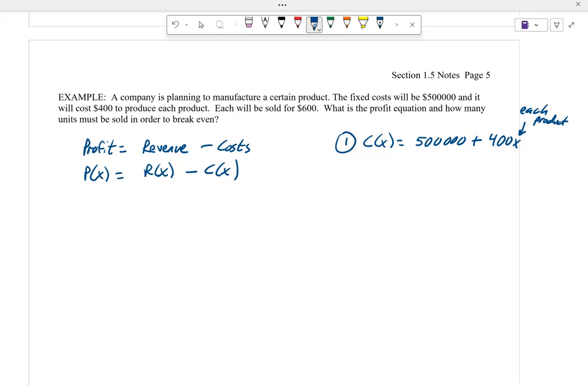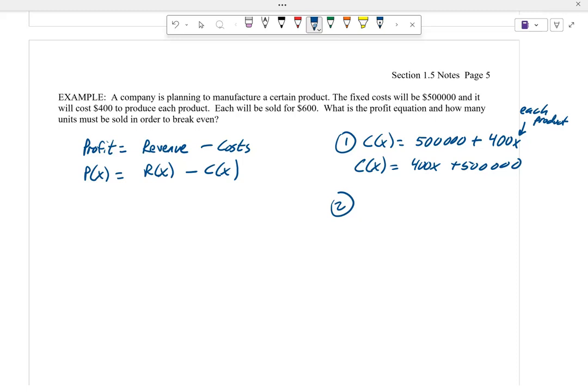Like maybe your fixed costs are like employee salaries and rental for the warehouse and stuff like that, right? Like you have fixed costs for that, and then you got $400 every time you build it. So maybe that's, I don't know, energy on your machine or whatever it may be, right? But that's your cost. So C of x is 400x plus 500,000.